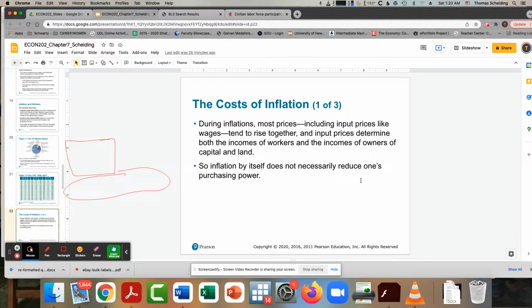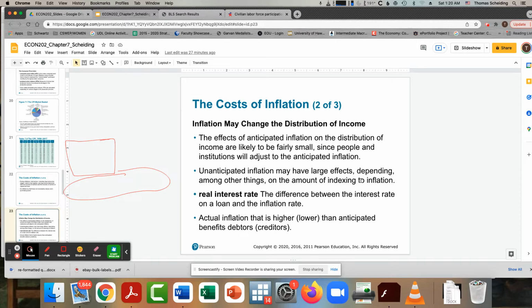Now, if my wage goes up, which is what this slide is talking about, at the same time as prices are going up, I may not really be affected. So now you're really talking about the effectiveness of the labor market. Is the labor market effective in ensuring that wages are increasing enough to compensate individuals? So, what's the power of workers?